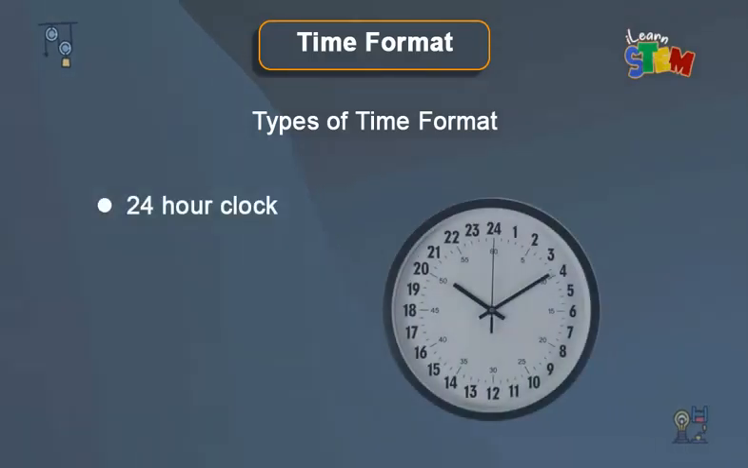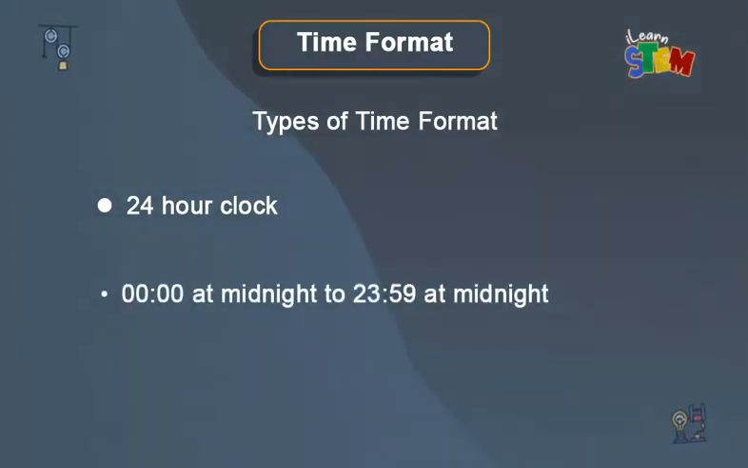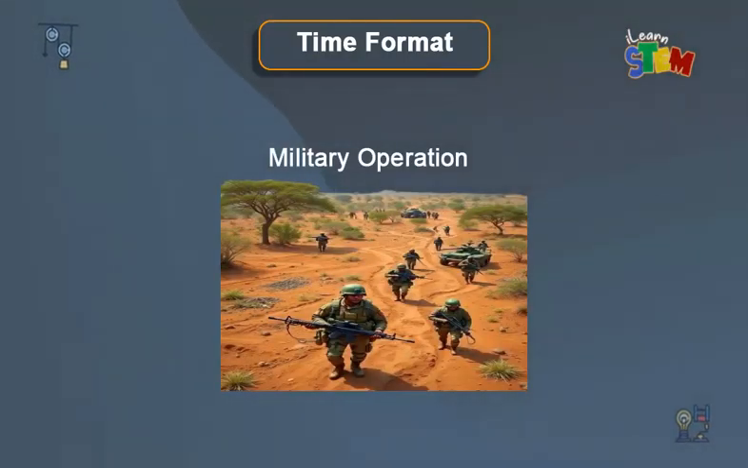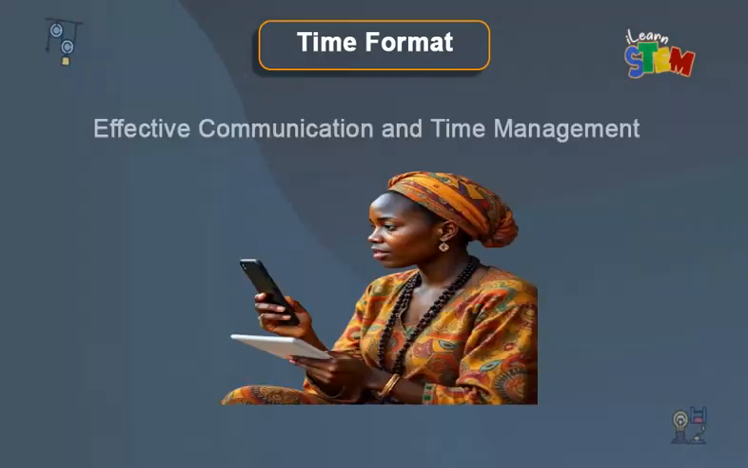Then we have the 24-hour clock, also known as military time. It is a continuous clock system that counts from 12 o'clock at midnight to 23:59 at midnight. It's commonly used in military operations, healthcare and medical fields, computing and programming. It reduces confusion between AM and PM, making it ideal for situations requiring precision and accuracy. Understanding both the 12-hour clock and 24-hour clock is essential for effective communication and time management in various aspects of life. Next, we are going to talk about the various methods used for measuring time.